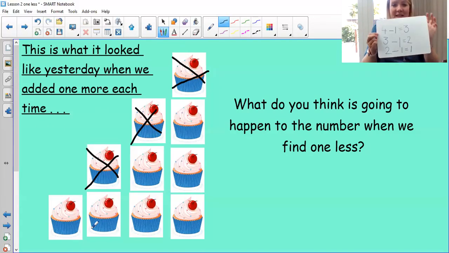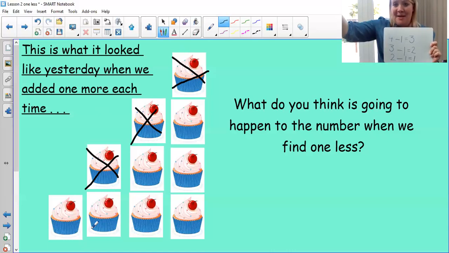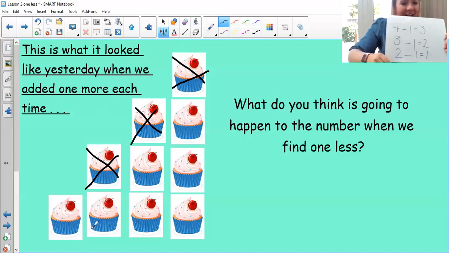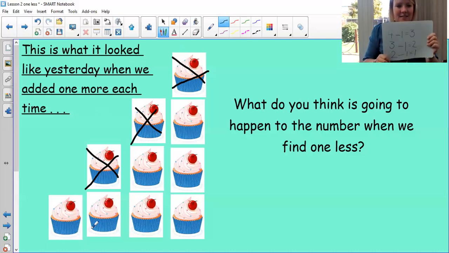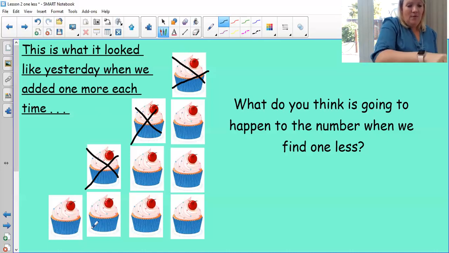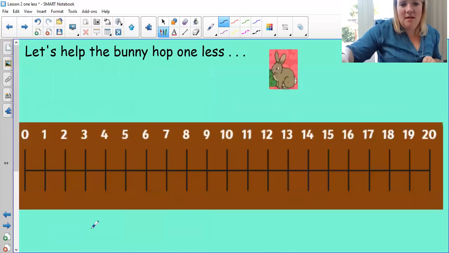Fantastic. So we now know that when we have 1 more, our answer gets bigger, but when we have less, our answer gets smaller. Brilliant job, guys. Fantastic. Excellent. Well done. Okay, see if we can move on and look at something a bit different, some trickier tasks.